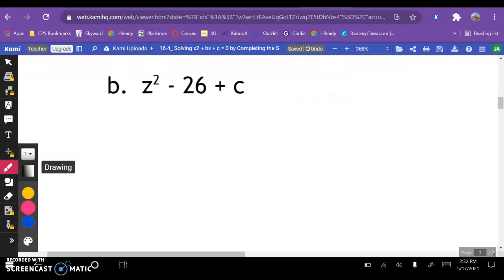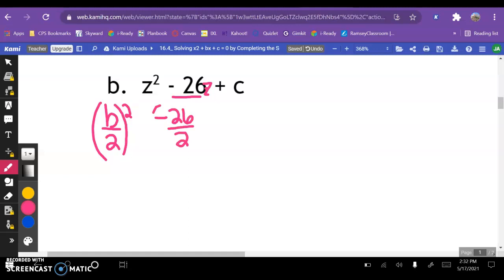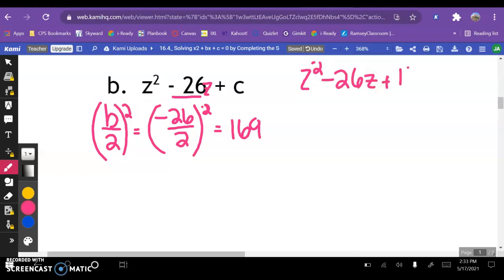For this one, we have to do b over 2 squared. We missed a z here. Our b value is negative 26. So negative 26 divided by 2 squared. So negative 26 divided by 2 is going to give us negative 13, and negative 13 squared is 169. So we're going to have z squared minus 26z plus 169.